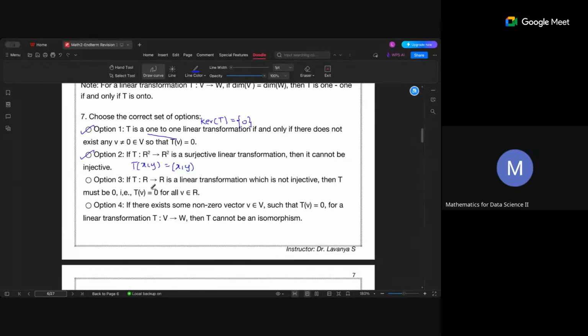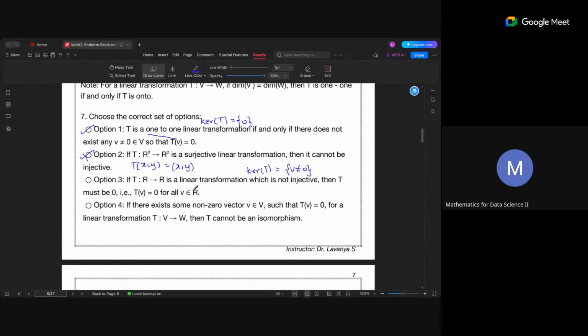Okay. What about option 3? If T from R to R is a linear transformation and it is not injective, then T must be 0. The statement should be not true? Yes. So what does this mean? If it is not injective, the kernel contains a non-zero element.